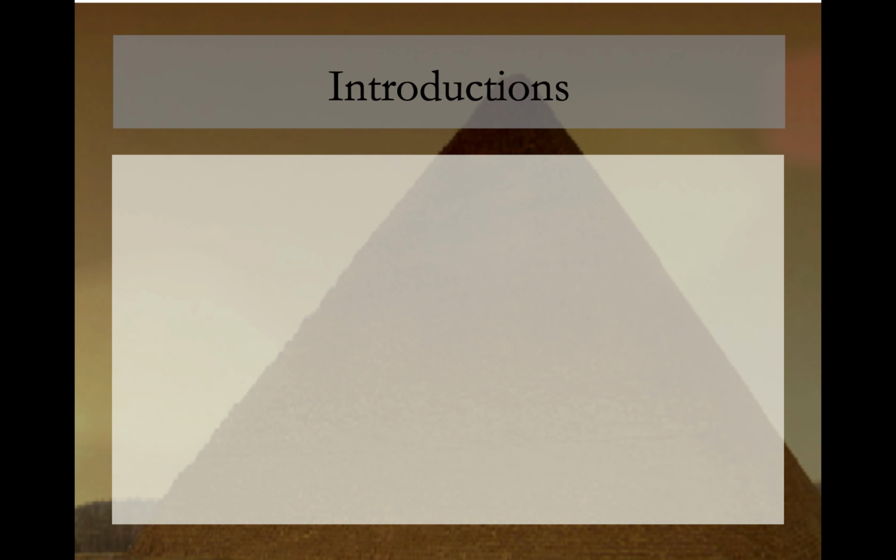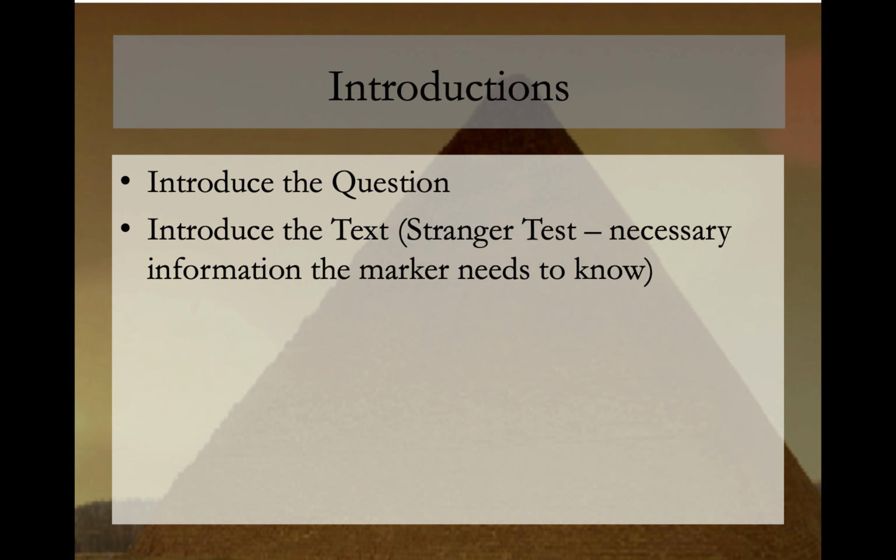So your introductions, basically, what do we use them for? We want to introduce the question, we want to introduce the text, and right here, almost pretend that you're introducing the text to someone who's never read it before. It should pass the stranger test. The other thing I've said here is only include the necessary information that the marker needs to know. So if you're writing about Slaughterhouse-5 and you've got all of this stuff about war and post-traumatic stress disorder, there's no need to mention Tralfamadore if you're not going to talk about that in your essay. So only bring in the information that the marker needs to know.